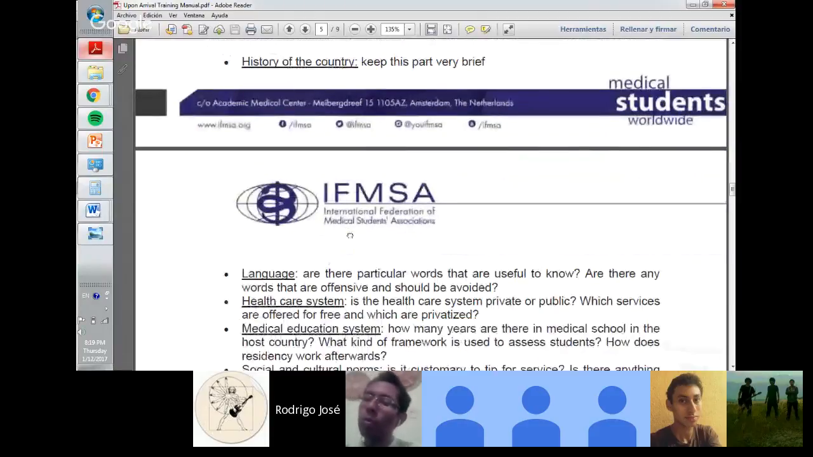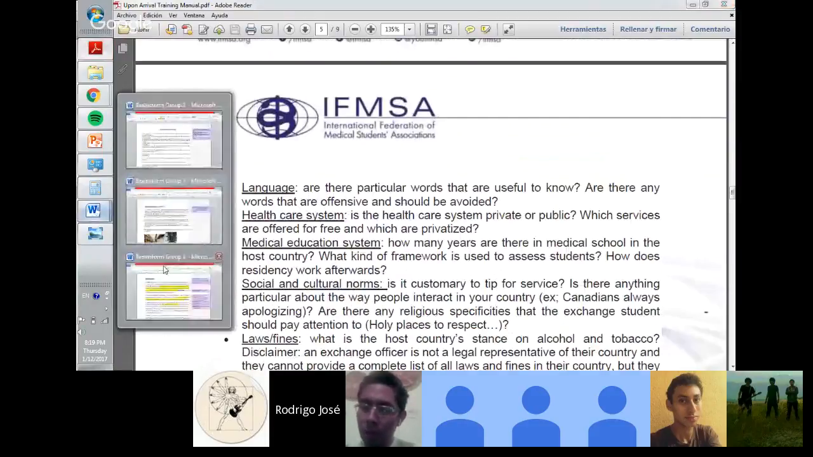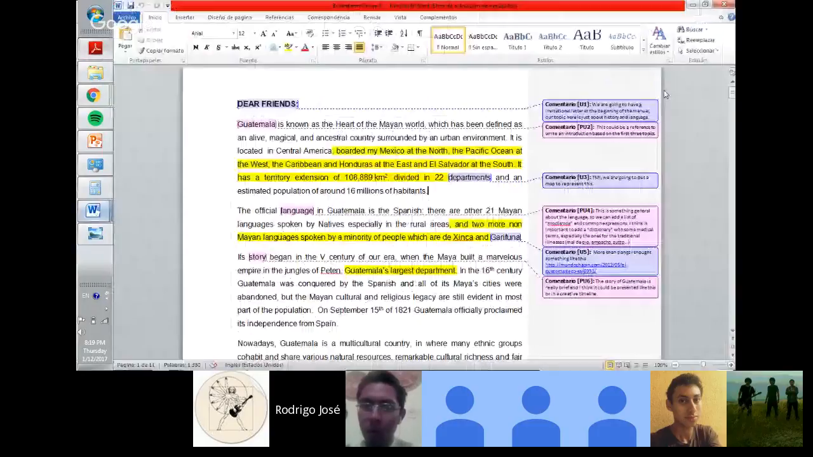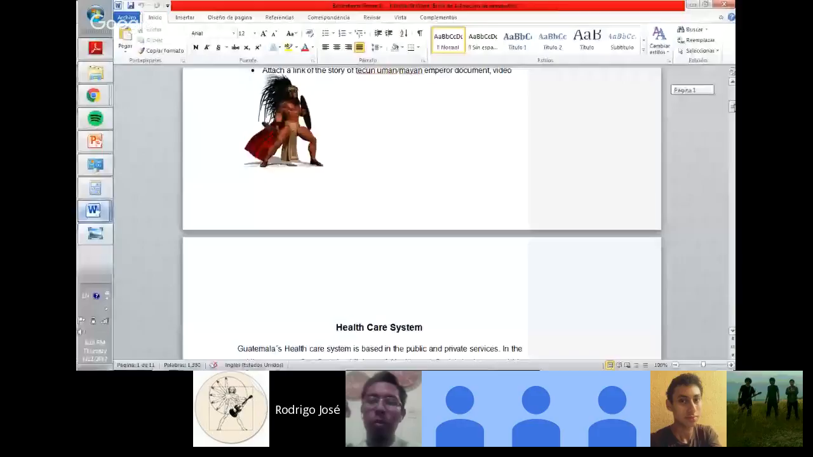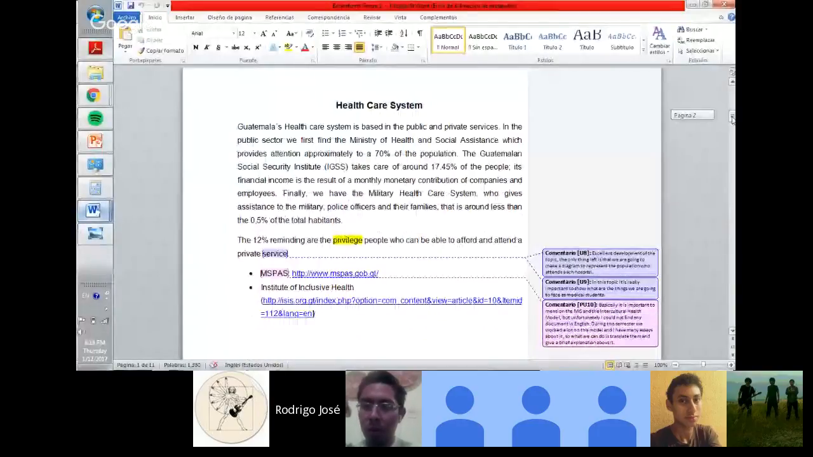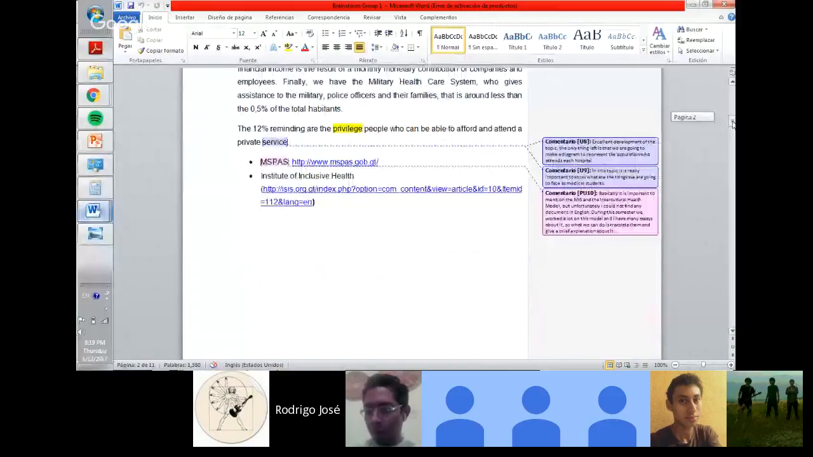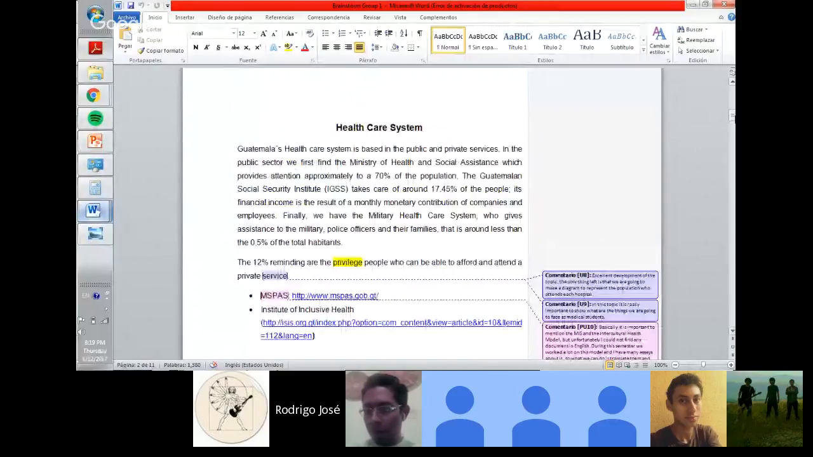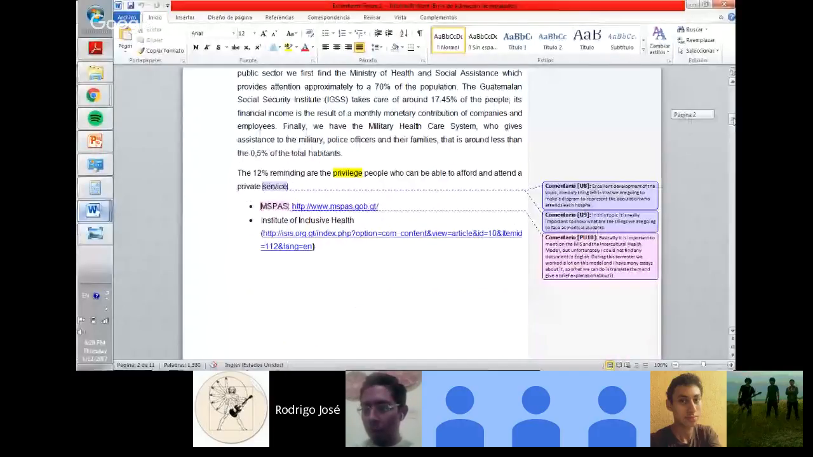Healthcare system. What I propose is to make it a diagram. The division is between public and private. Then show all the steps to go to the general hospital, like San Juan de Dios and Roosevelt. So over here it's a diagram. That's my idea.